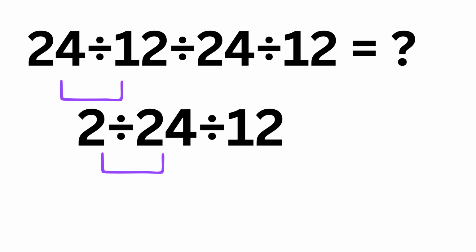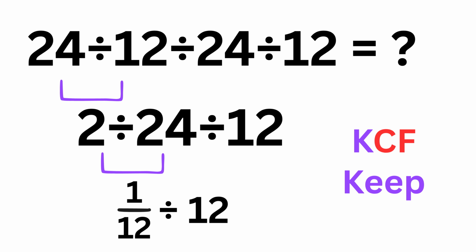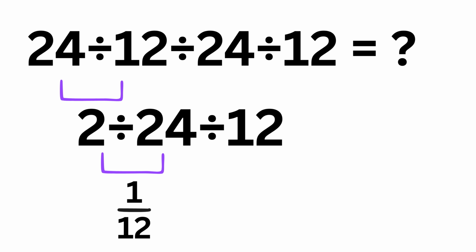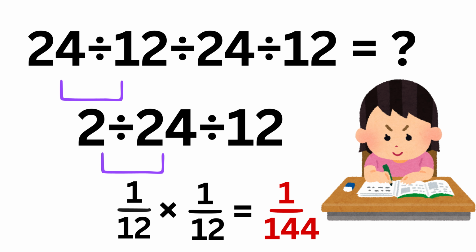2 divided by 24 can be written as 1 over 12, then divided by 12. Now, according to the KCF rule, K stands for keep, C stands for change, and F stands for flip. We keep the first fraction, change division to multiplication, and flip the second fraction. So we get 1 over 12 multiplied by 1 over 12, which equals 1 over 144. And this is our final answer to this problem.